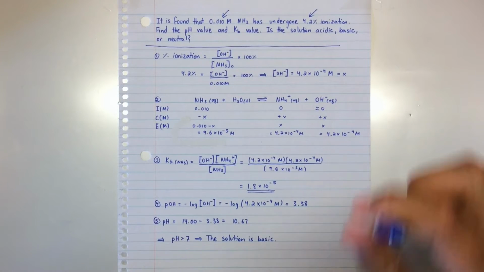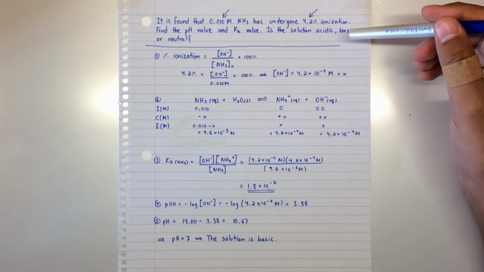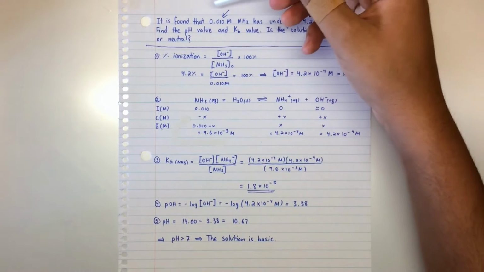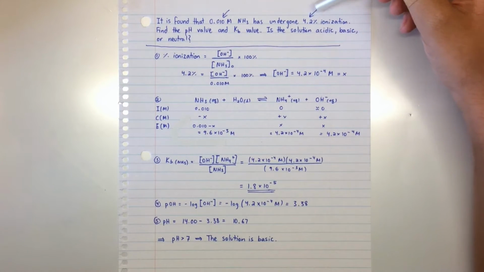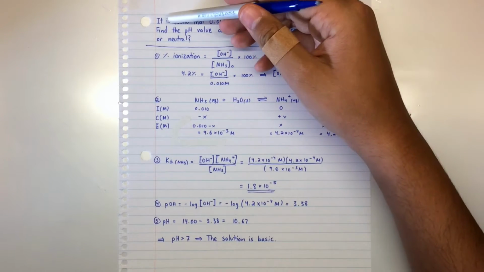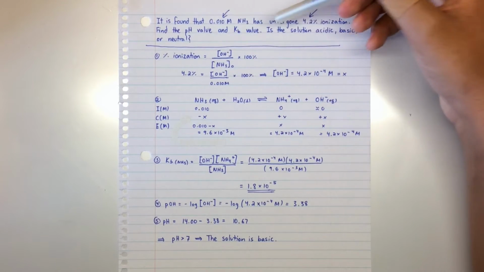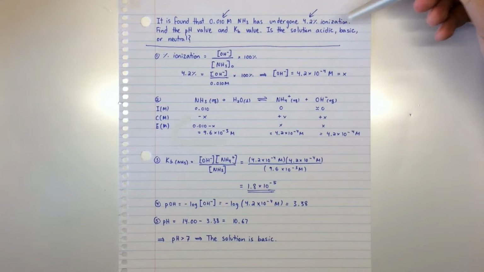Hi, so today we'll be looking at this problem of percent ionization. It is found that a 0.01 molar solution of NH3 has undergone 4.2% ionization. The question is, find the pH value and the Kb value, and if the solution is acidic, basic, or neutral at the end.